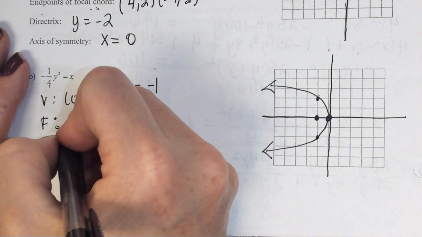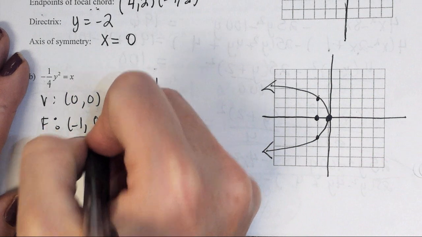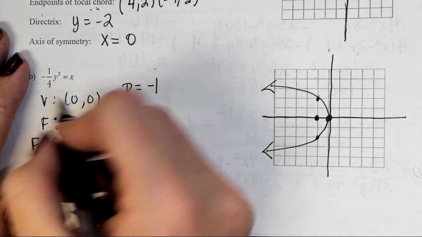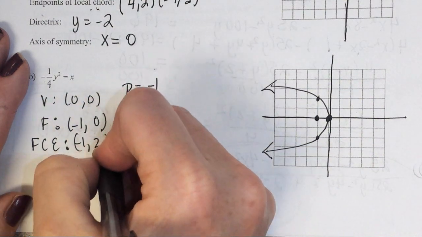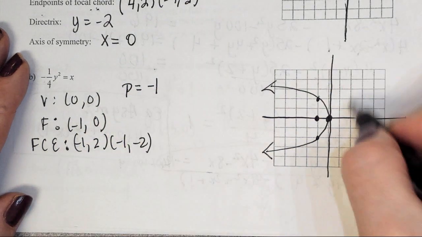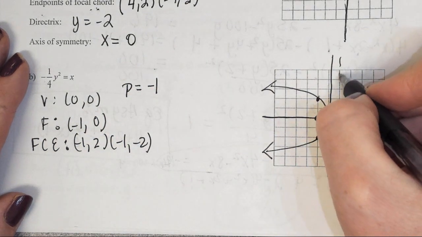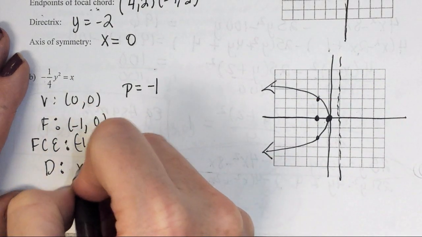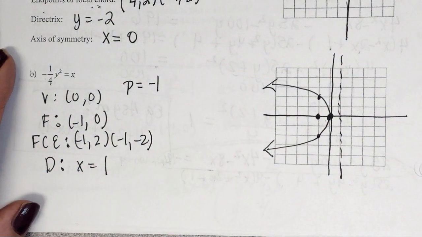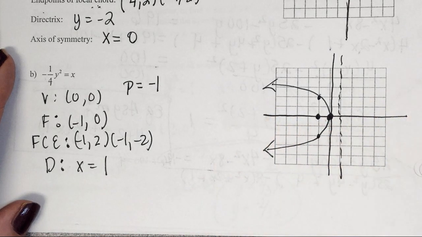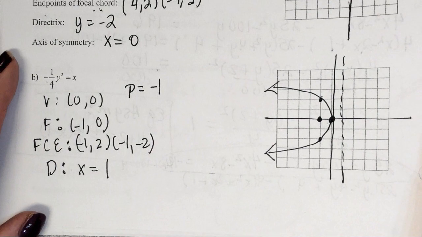So my focus then was at -1, 0. My focal chord endpoints are at -1, 2 and -1, -2. My directrix, I have to go the opposite direction. What's the equation of that line? X equals 1. You don't really have to find the axis of symmetry, but it would go this way. What would that be? We'll go ahead and find it. All right, any questions so far?